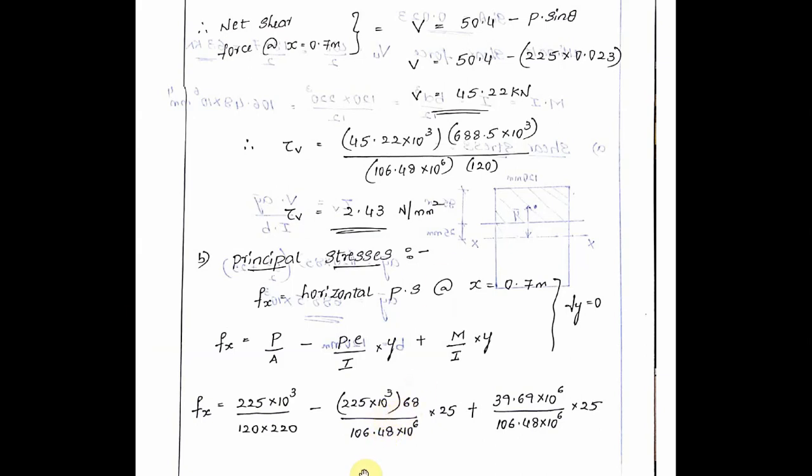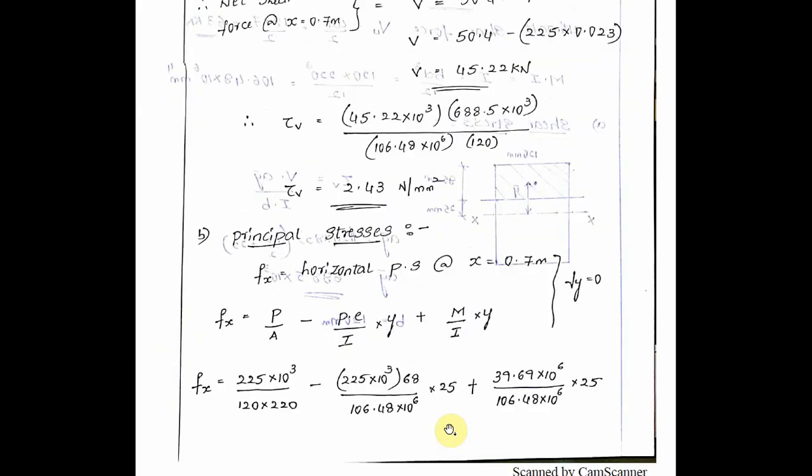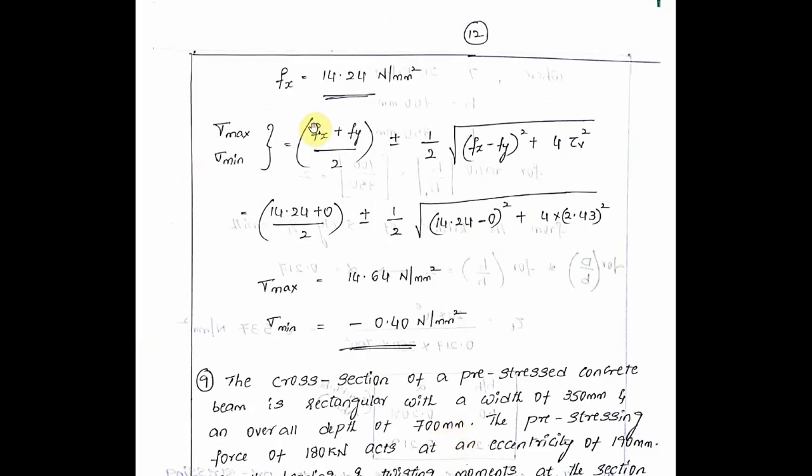Z is 106.48 into 10 raised to 6 into 25. Therefore M is 13.6 into 6 into 10 raised to 6, divided by I, which is 106.48 into 10 raised to 6 into 25. Therefore, Fx is equal to 14.24 Newton per mm square.